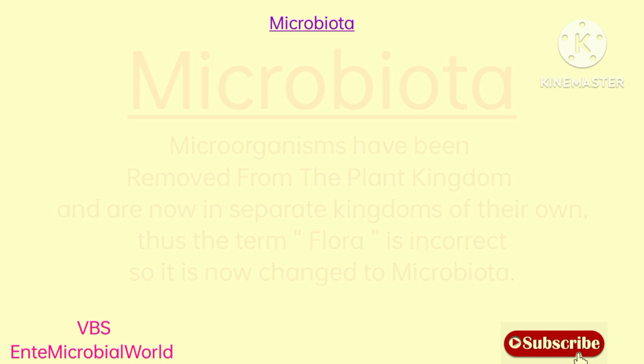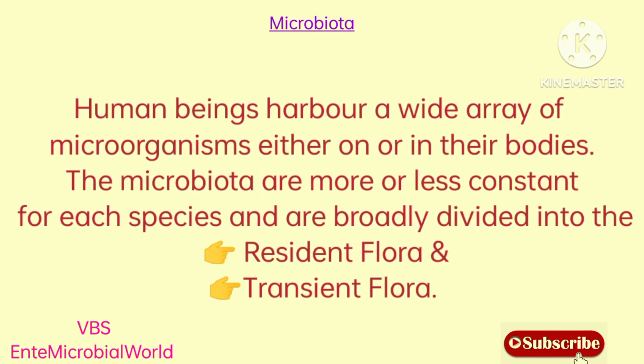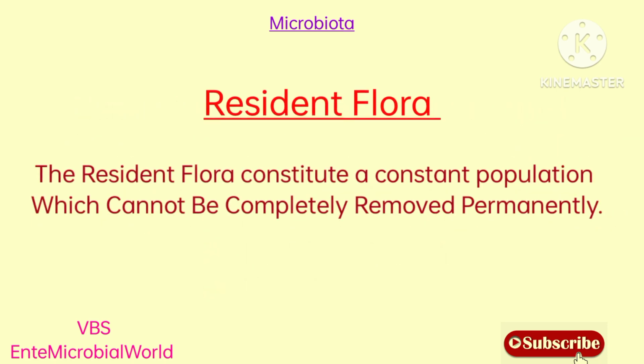Next, we are going to see what are transient and resident flora. Human beings harbor a wide array of microorganisms, either on or in their bodies. The microbiota are more or less constant for each species and are broadly divided into the resident flora and the transient flora. The resident flora constitute a constant population which cannot be completely removed permanently.